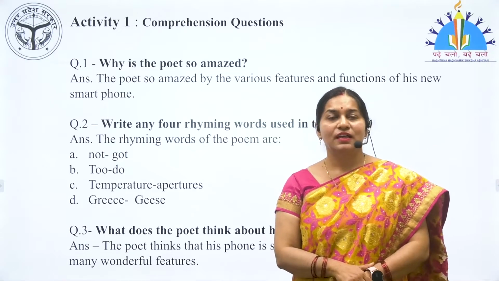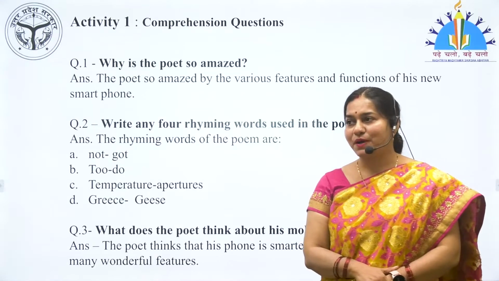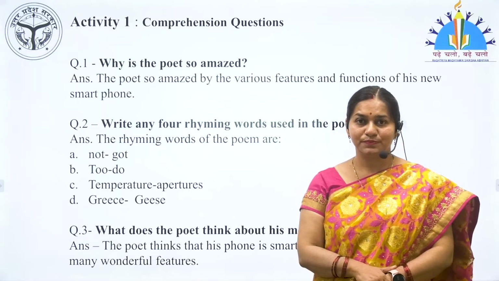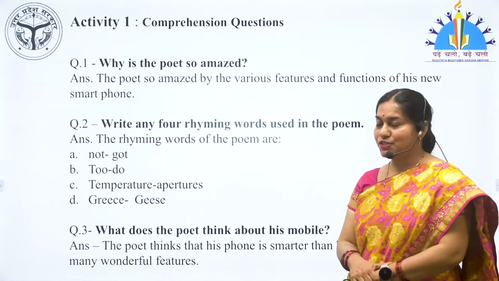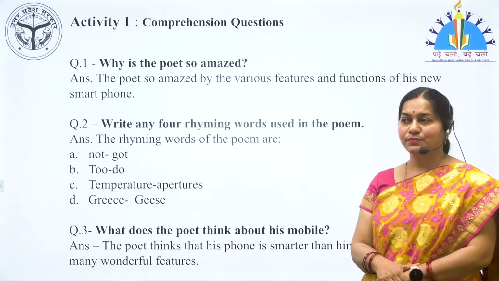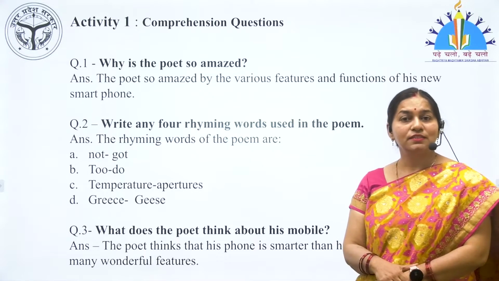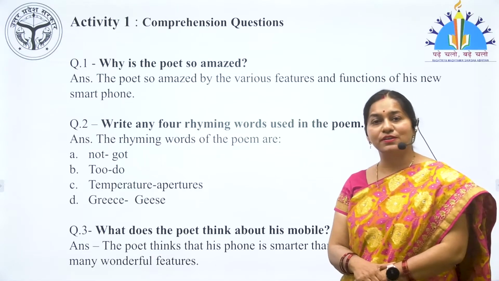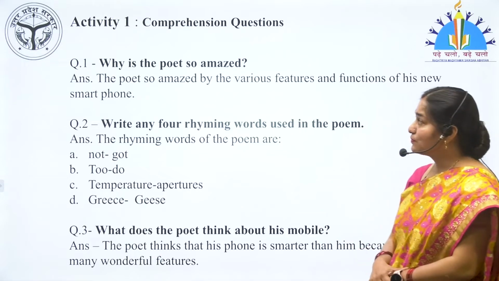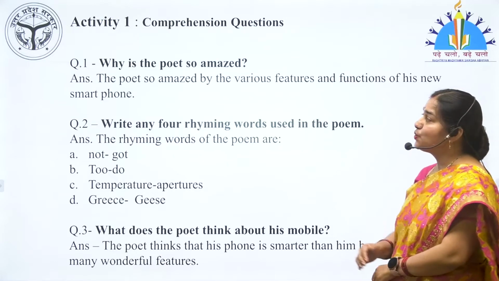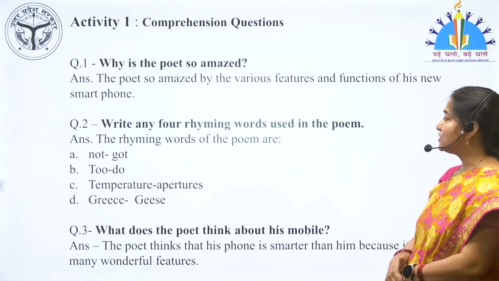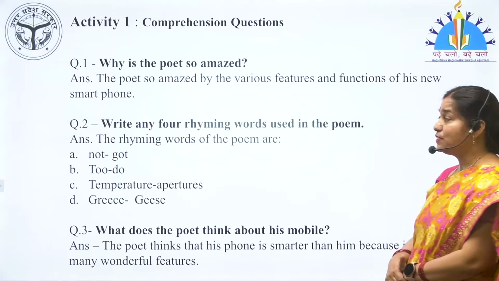Now students, let's move on to the activity part of your module. The first activity is related to the comprehension of the poem. You will have to answer these questions on the basis of your understanding of the poem. Why is the poet so amazed? The poet is so amazed by the various features and functions of his new smartphone.